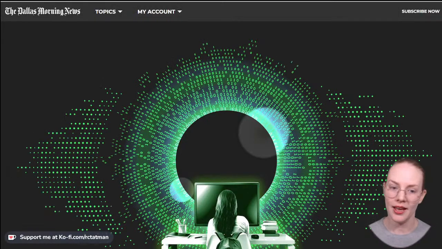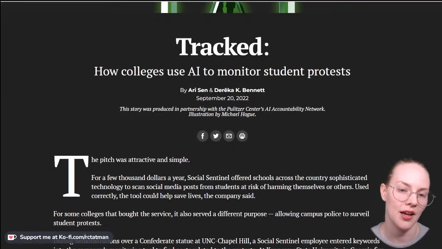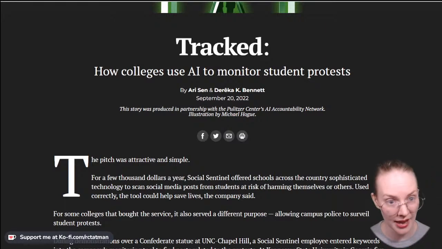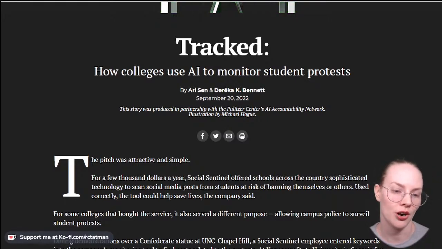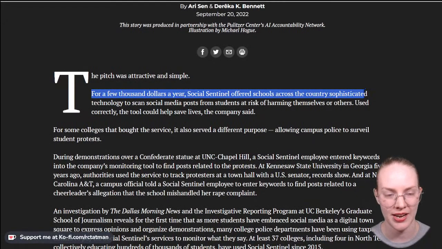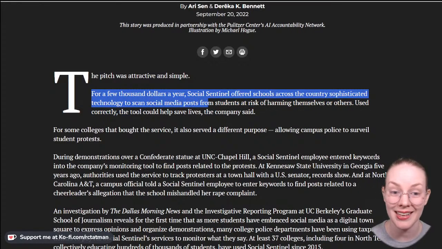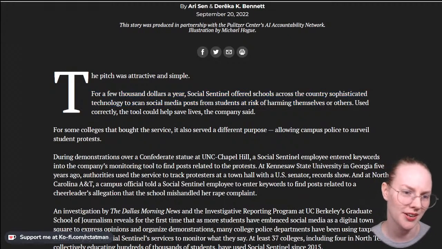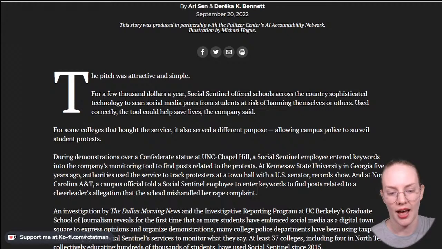And speaking of surveillance and students, this is an exposé about how colleges are monitoring student protests. For a few thousand dollars a year, Social Sentinel offered schools around the country sophisticated technology to scan social media posts from students at risk of harming themselves or others. Used correctly, the tool could help save lives, the company said.